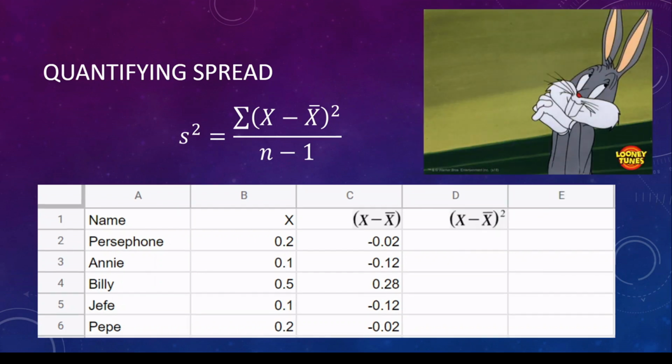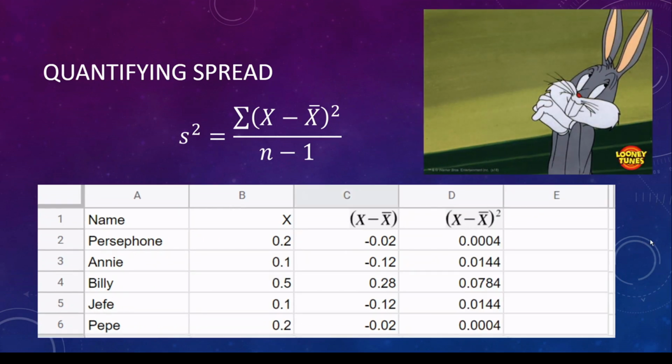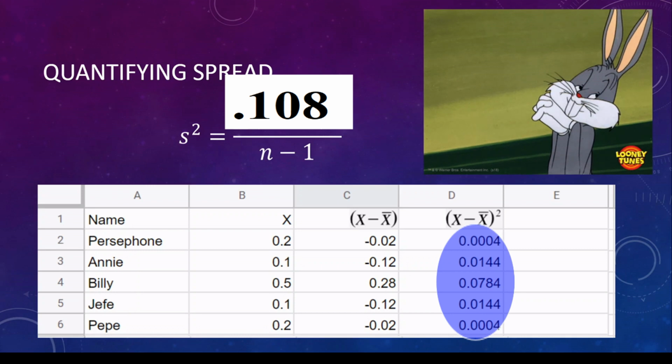So we square those values to give us squared deviations. If I add up all of the squared deviations, I get the numerator, which is 0.108. My denominator is 5 minus 1. So dividing 0.108 by 4 gives me my variance estimate, which is 0.027.